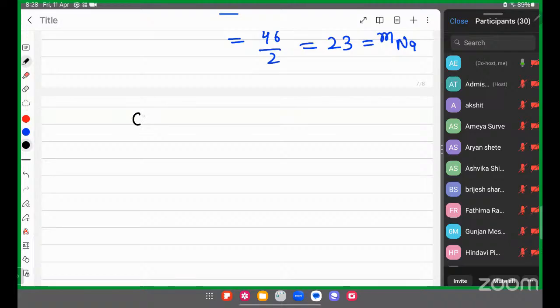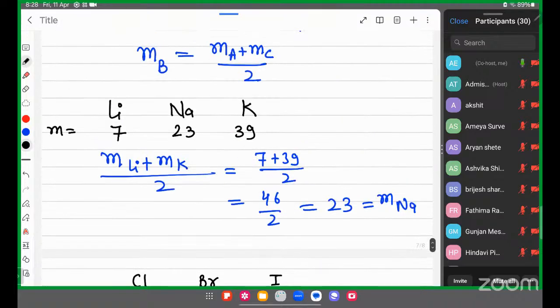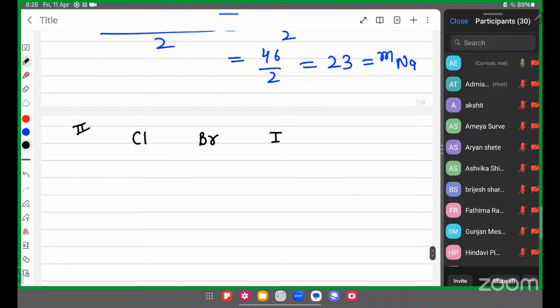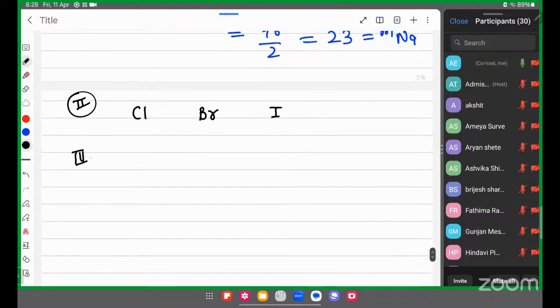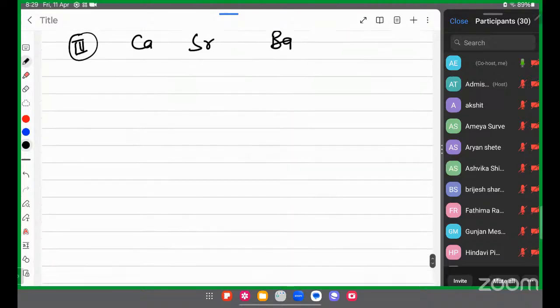Another triad is Cl, Br, and I. This is the first triad, this is the second, and there is one more, the third, calcium, strontium, and barium. But other elements do not form triads. So again, we need another classification.